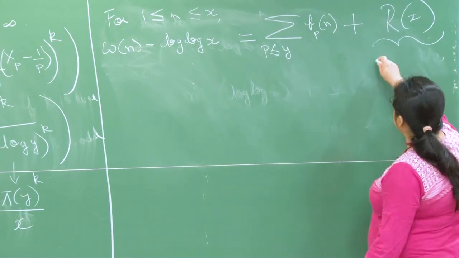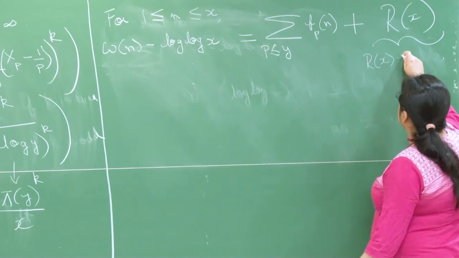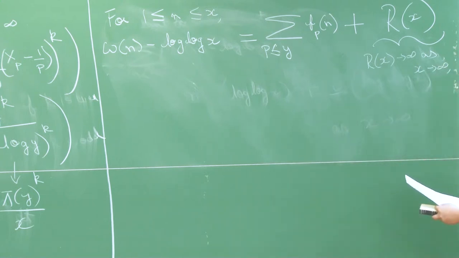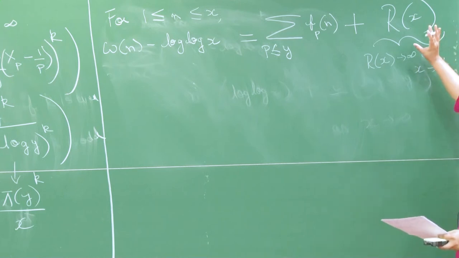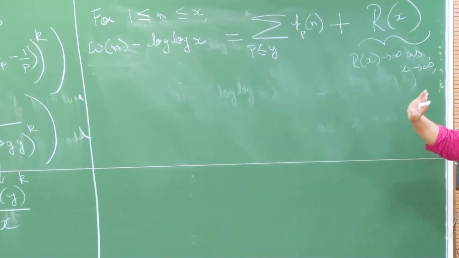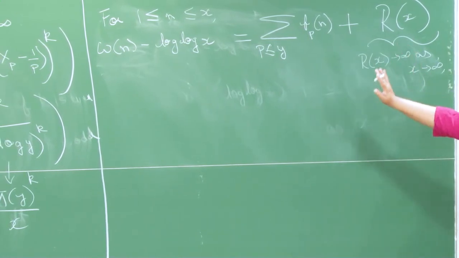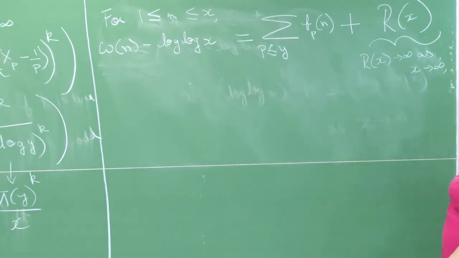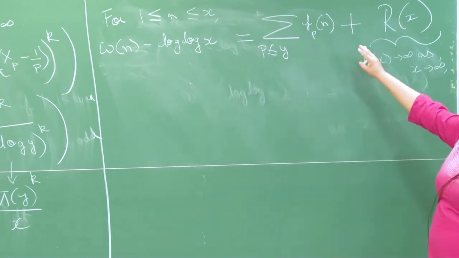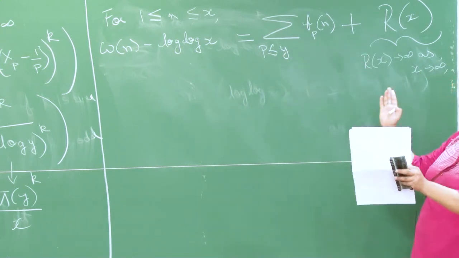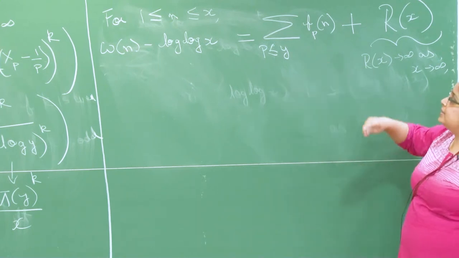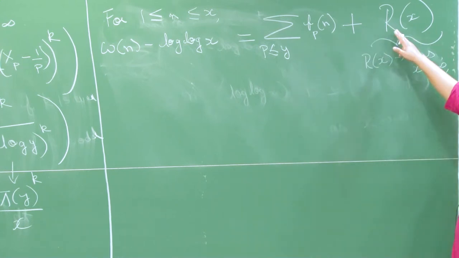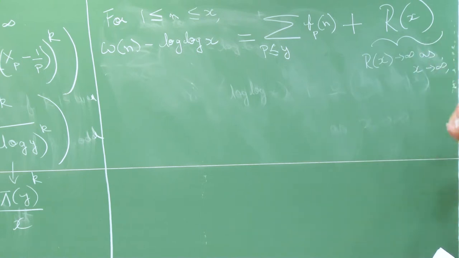Moreover, this r of x will also grow rapidly, but it is still suitably controlled, and this control is what I will specify later. R of x would be O of something. So for now, we have to evaluate moments of this function, omega of n minus log log x. I write it as a sum of these random variables on the smaller spaces of numbers up to x, so sums of these f sub p's plus something that remains, which I am just going to call r of x.